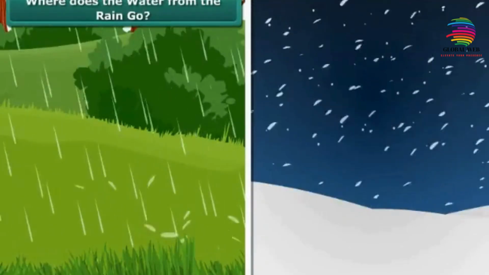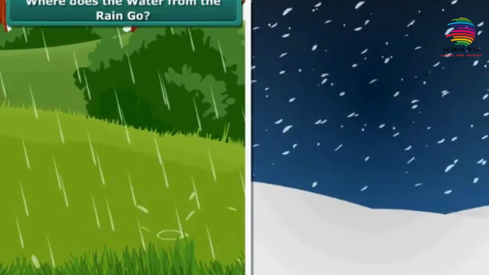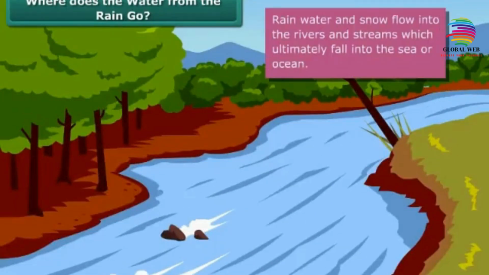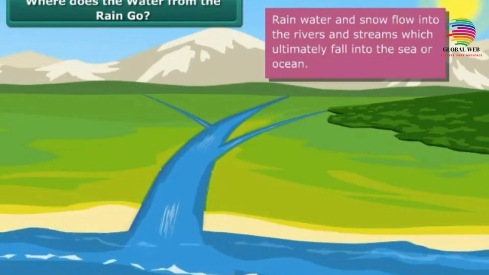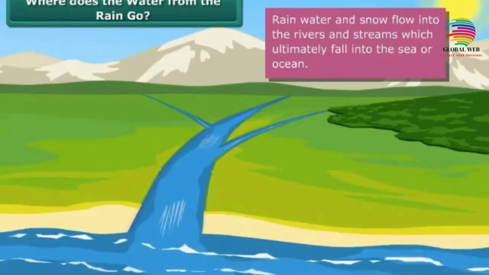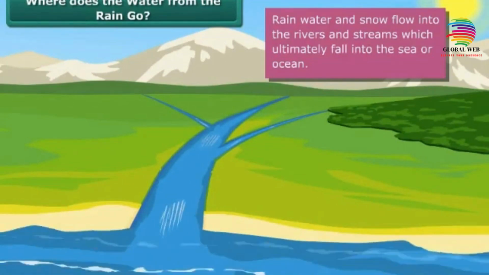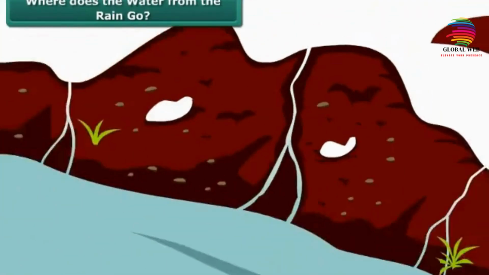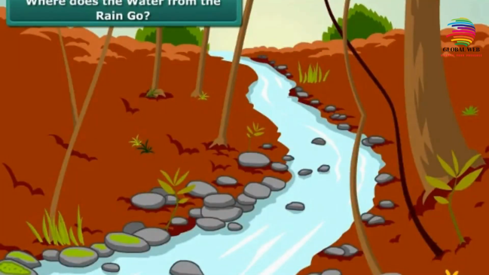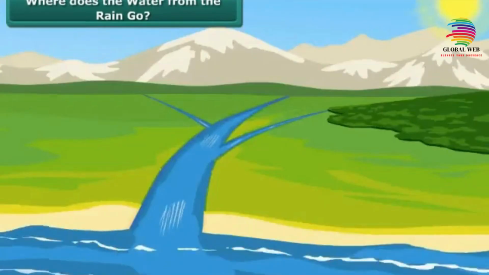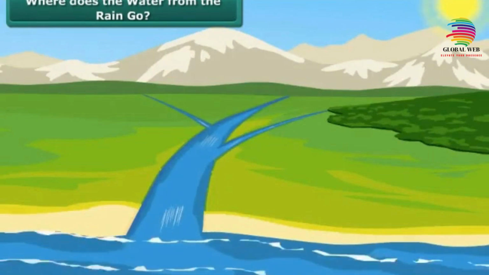Have you ever wondered where the rain and snow go after reaching Earth? Rainwater flows as streams. It fills up ponds, lakes, and rivers. It falls into the sea and oceans. The snow falls on mountains and later melts into water. This water flows down the mountains in the form of streams and rivers. Thus, most of the water received from the sky finally flows into the oceans sooner or later.